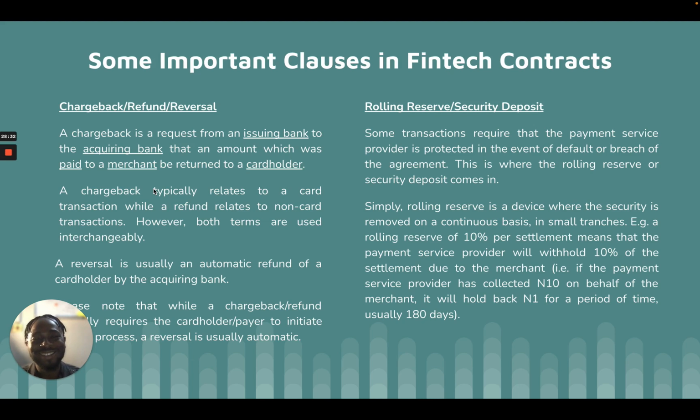The first thing, and this is so critical to a lot of fintech contracts that you can't miss it, especially when you play in the payment space and you accept card payments. You can't miss chargebacks. Now, chargeback and refund are now used interchangeably, right? But you can't miss the clause on disputes. Essentially, that's what I'm saying. So you definitely will find a clause on disputes, chargeback, refund.